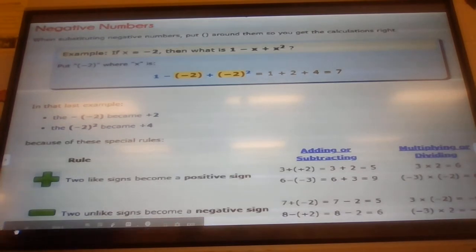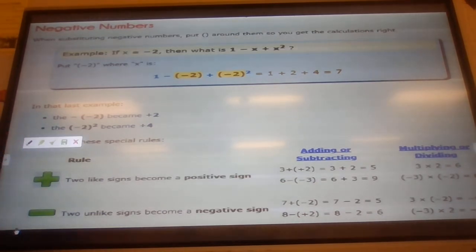All right. So now let's look at what happens when we have some negatives. Because we are going to have some. So we've got 1.